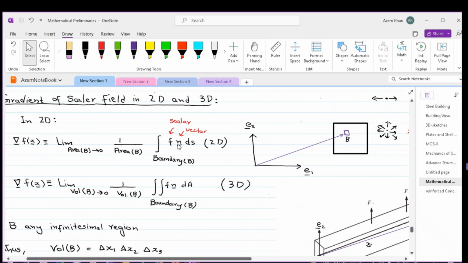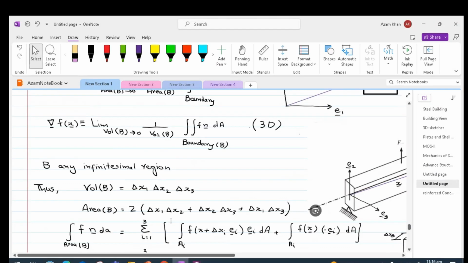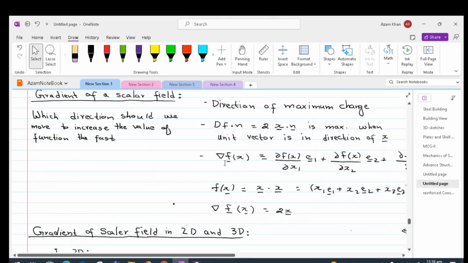It gets multiplied with a vector, and we get ultimately a vector quantity. Same is true in the case of 3D setting. Let us now derive the equation of gradient of a scalar field.